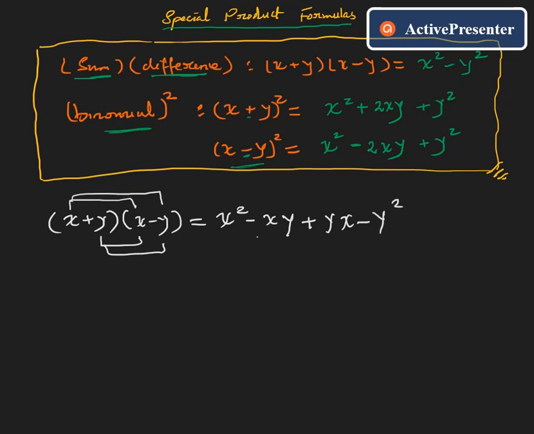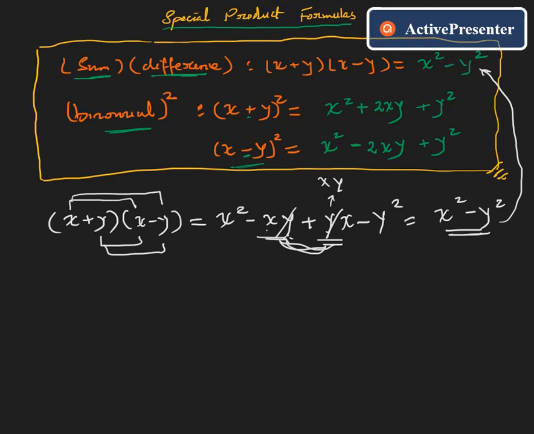So minus xy and plus xy, this yx can be written as xy. Okay, no problem with that. So these two are like terms. Minus xy and plus xy will eliminate each other. So we will have left x squared minus y squared, which is our first special formula.